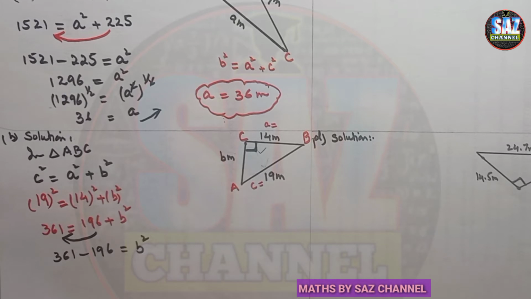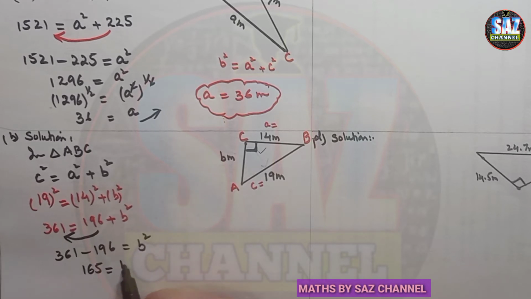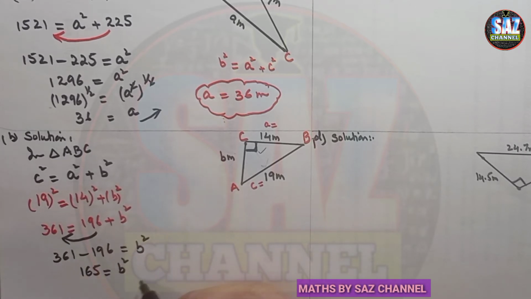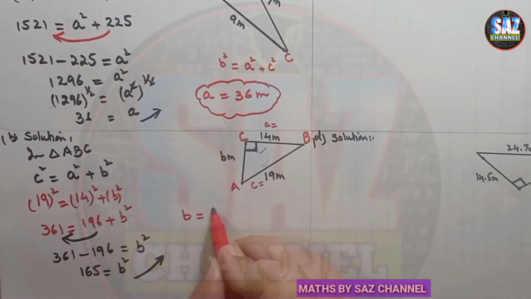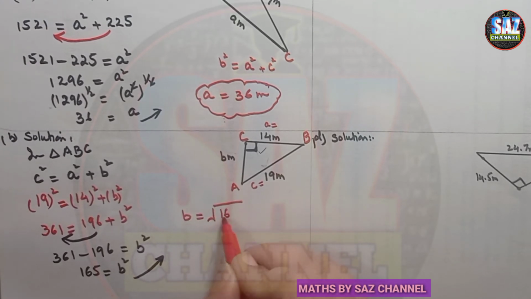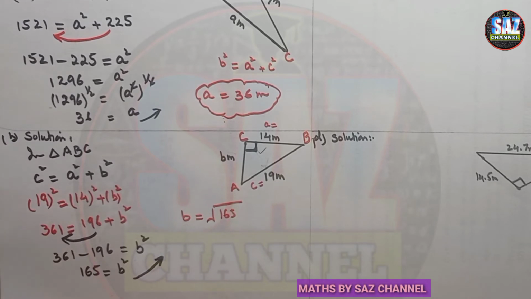361 minus 196, and it gives me 165. 165 equals B square. Now in order to find the length B, I have to take the square root on both sides. So B will be equal to the square root of 165, and let me check it from the calculator.